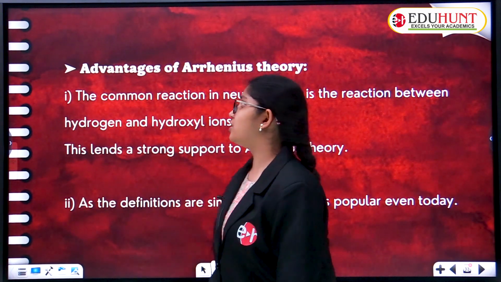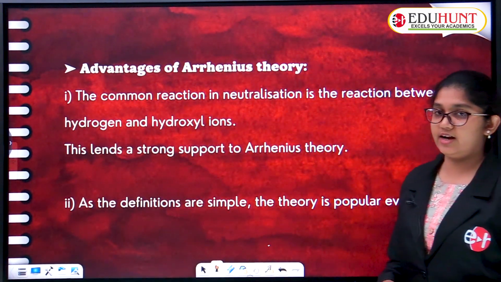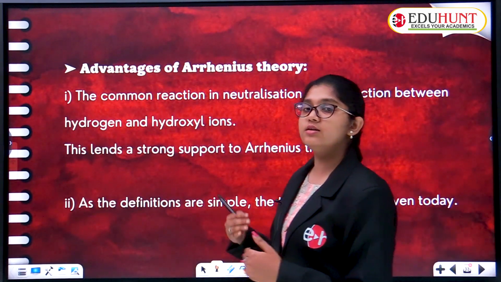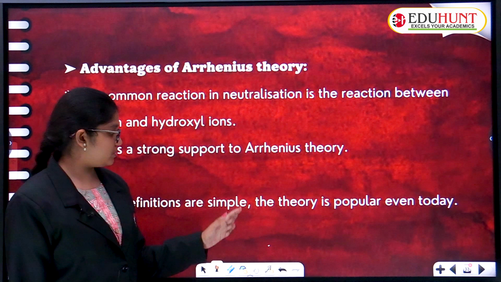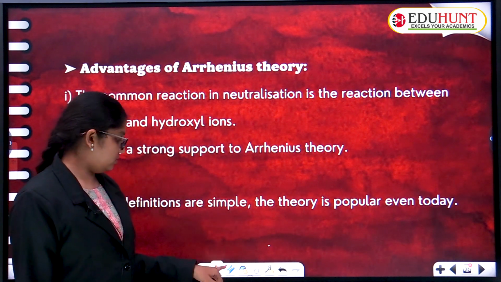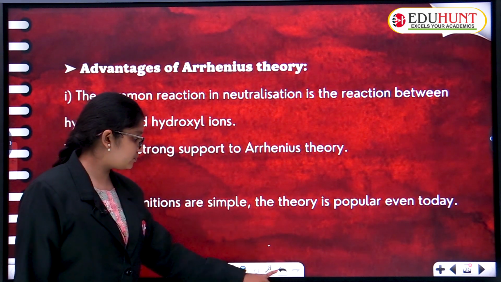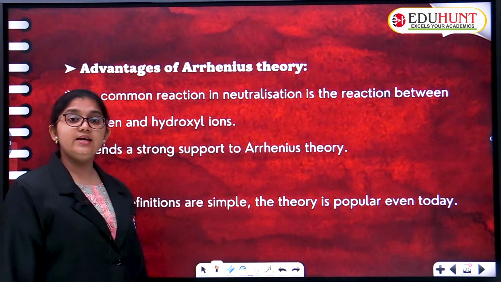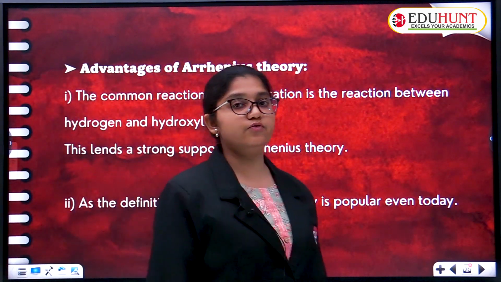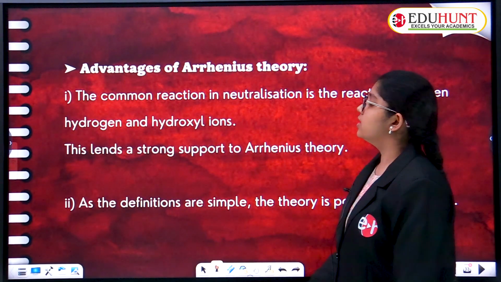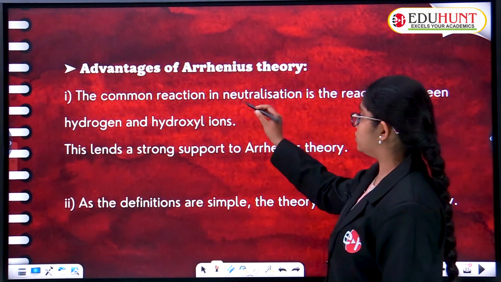Okay, here we go with the advantages of Arrhenius theory. Advantages means what are the sources of advantages of a particular Arrhenius theory, what this particular theory got with the popular thing. Now, let's see what is the first point regarding advantages of Arrhenius theory. Here we go. The common reaction in neutralization.